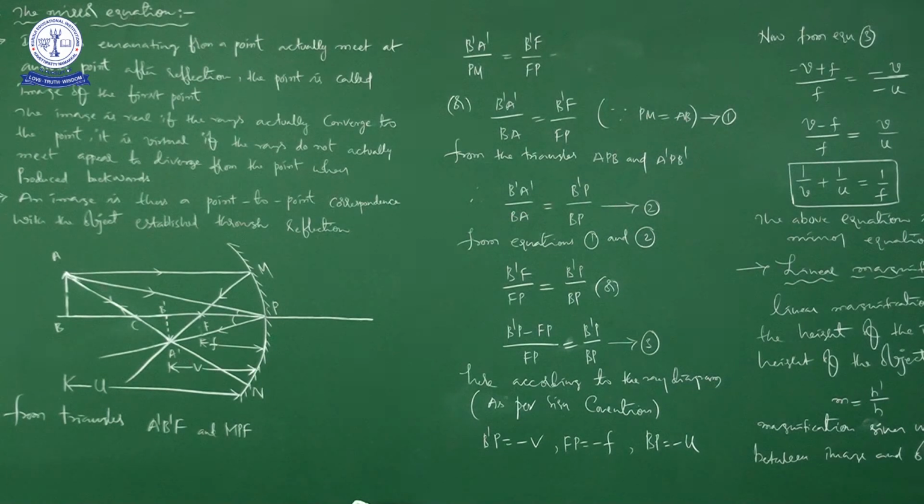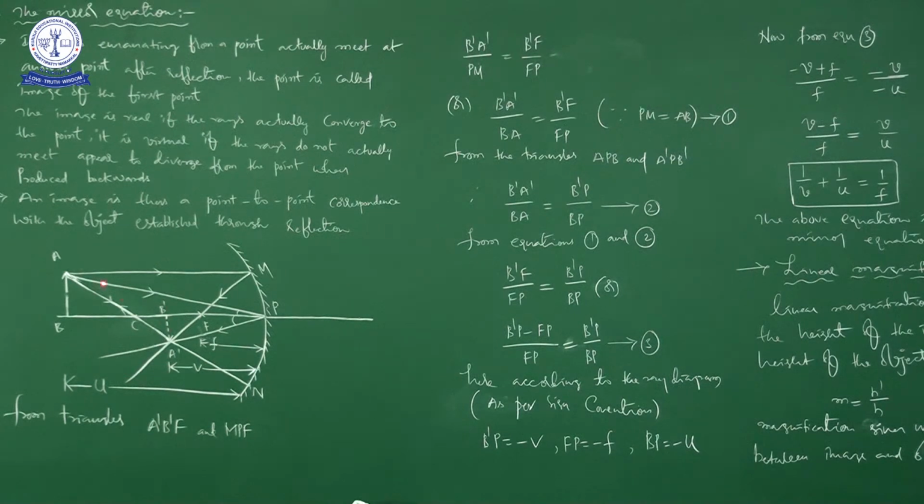Next, similar to this process, we are going to consider another pair of triangles, APB and A dash PB dash. So one triangle is ABP, and another one is A dash B dash P, this one, right?